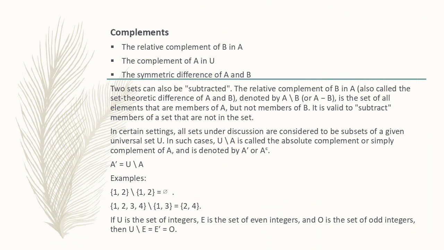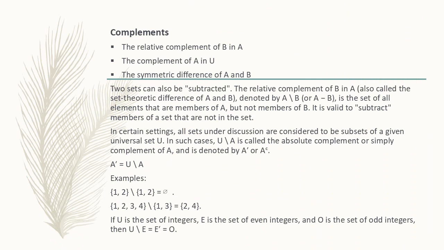Complements. The relative complement of B in A, and the complement of A in U. Two sets can also be subtracted, and here we represent it as A\B or A minus B, the set of all the elements that are members of A but not members of B. It is valid to subtract members of set A that are not in set B. In certain settings, all sets under discussion are considered to be subsets of a given universal set U, such that U\A is called the absolute complement, or simply the complement of A, and it is denoted by A dash or A^C. Both represent the A complement: A dash or A^C. A dash is equal to U minus A.